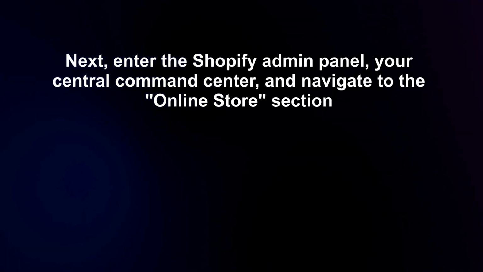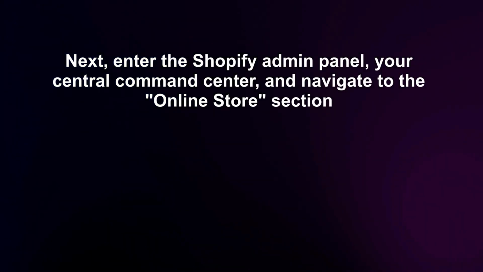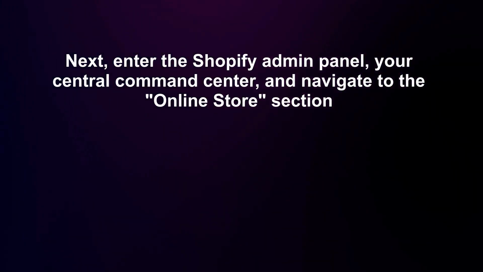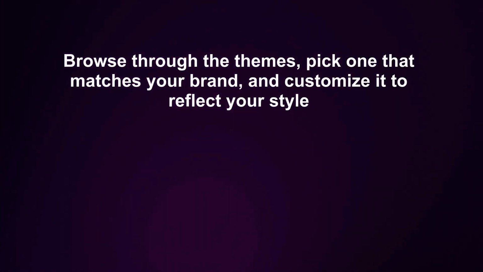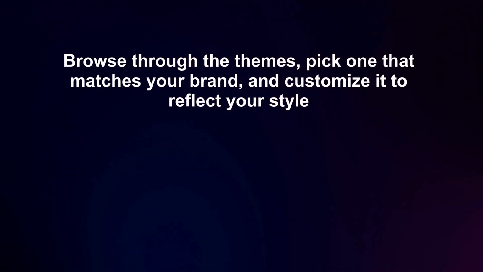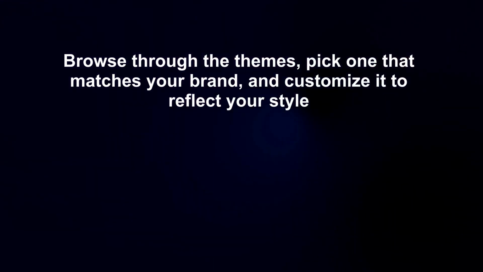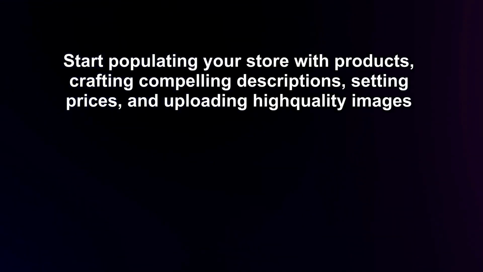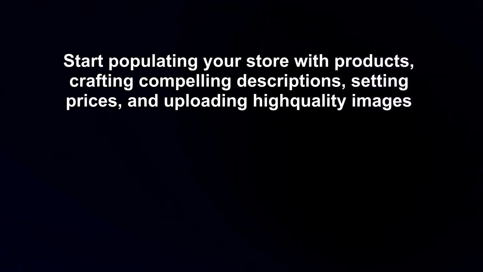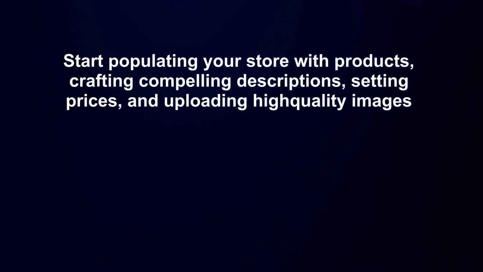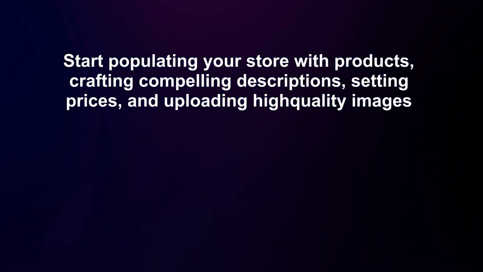Next, enter the Shopify admin panel, your central command center, and navigate to the online store section. Browse through the themes, pick one that matches your brand, and customize it to reflect your style. Start populating your store with products, crafting compelling descriptions, setting prices, and uploading high-quality images.